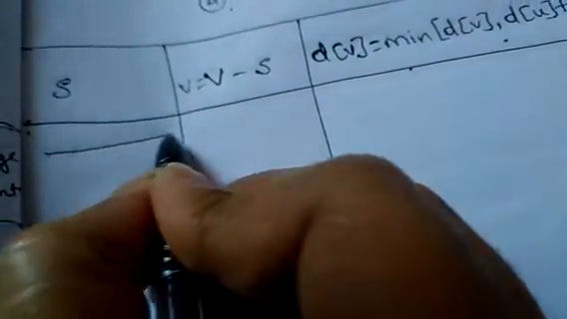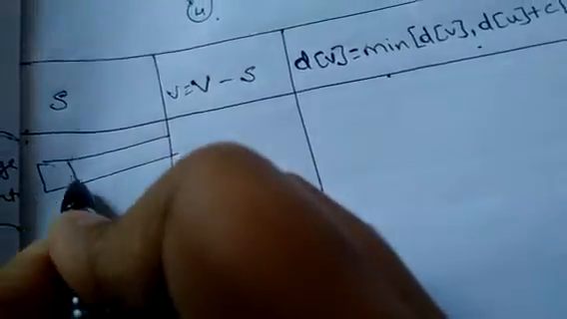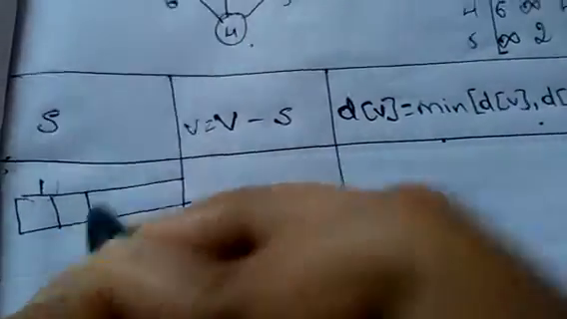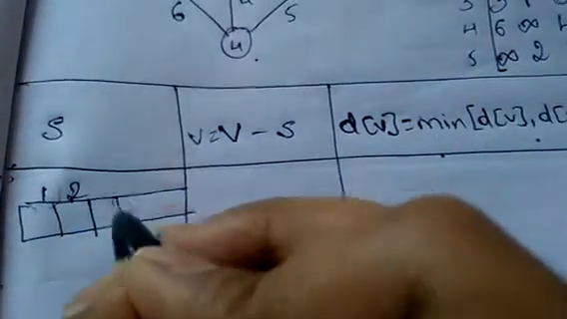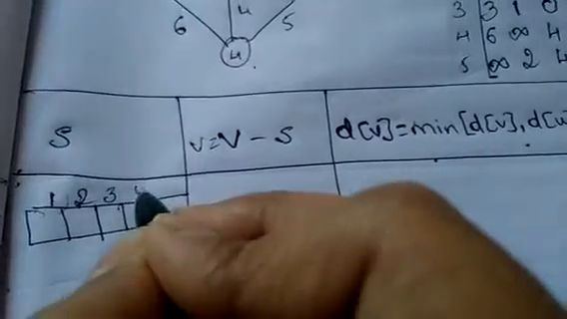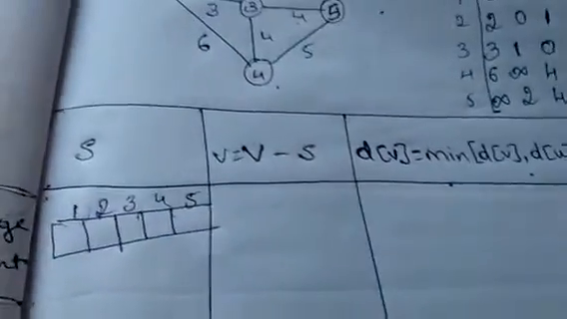See here, first I'll just take the source vertex. I have taken it as 2. So how many vertices are there? 1, 2, 3, 4, and then 5. Okay.